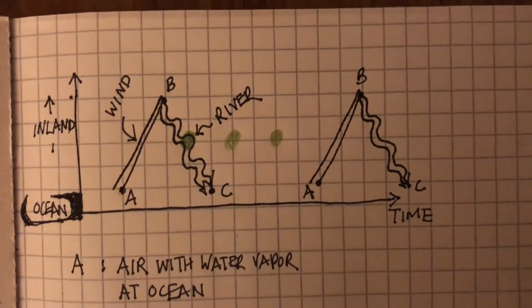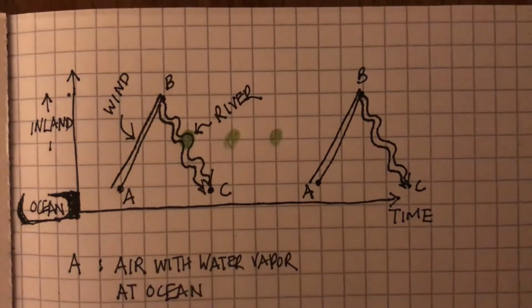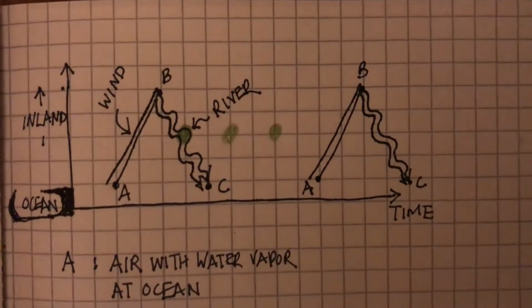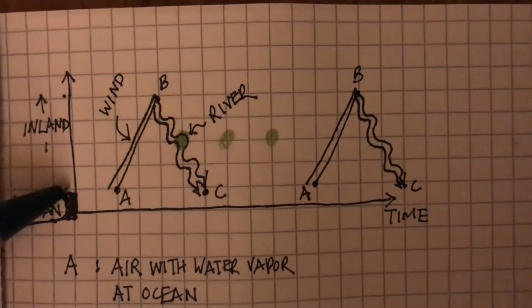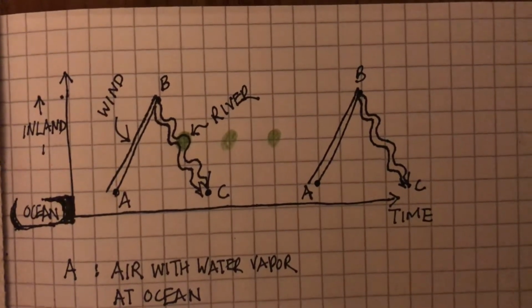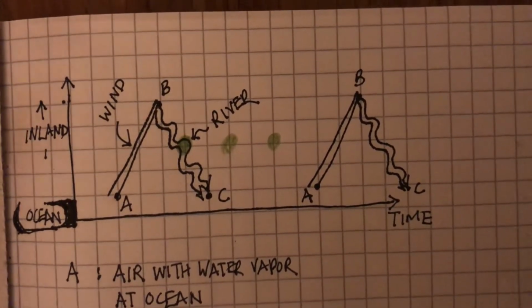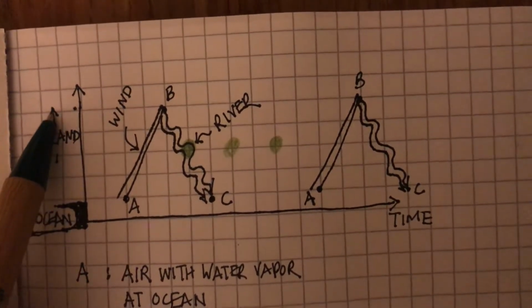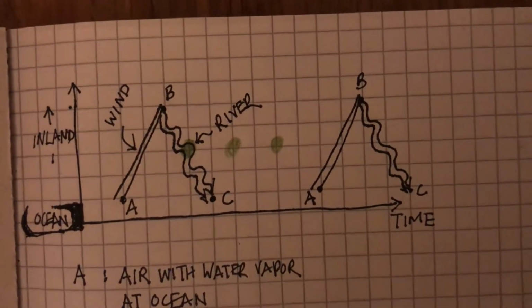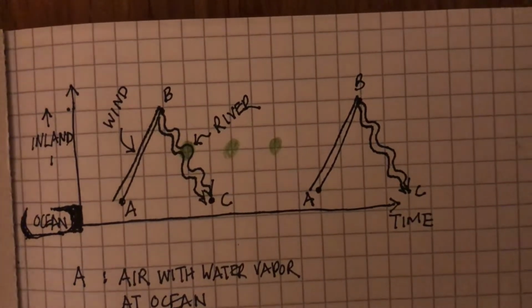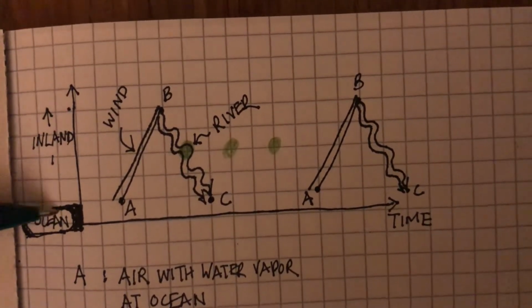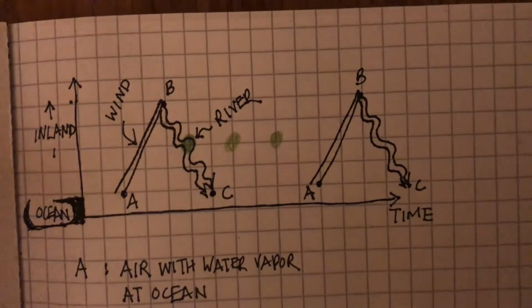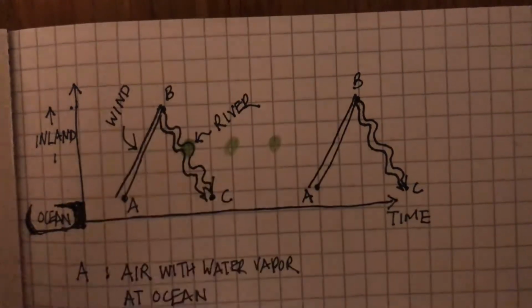So in this first picture here, what we have is a diagram, and on this y-axis we have a picture of the ocean here, and as you go up this axis, it's going inland. So it's almost like you can imagine yourself looking down from a plane at the land, the ocean here and the inland. And then here is the time axis.